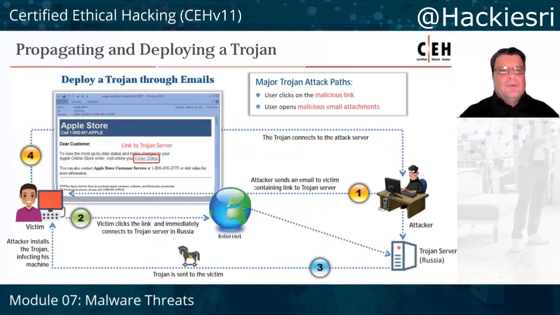Propagating and deploying a Trojan. One way to do this is to deploy a Trojan through emails. As we see here in the diagram, we have the victim receiving a doctored or altered email, thus enabling the attacker to get into the victim's system. Major Trojan attack paths include the user clicks on a malicious link or the user opens a malicious email attachment. Typically, these are further disguised in order to be as enticing as possible.